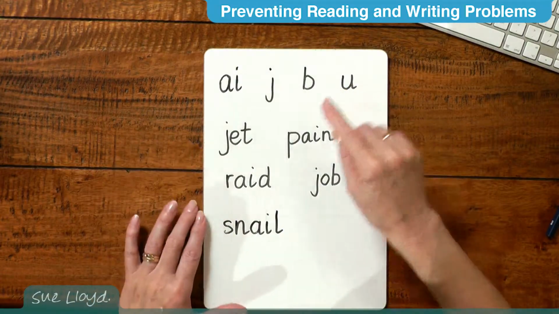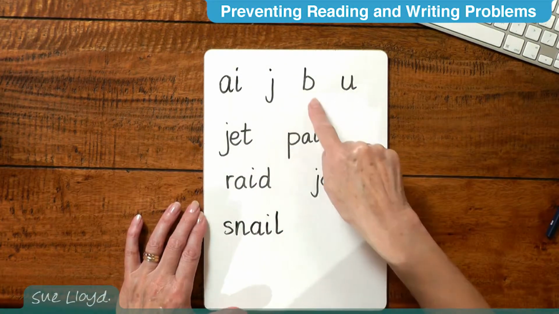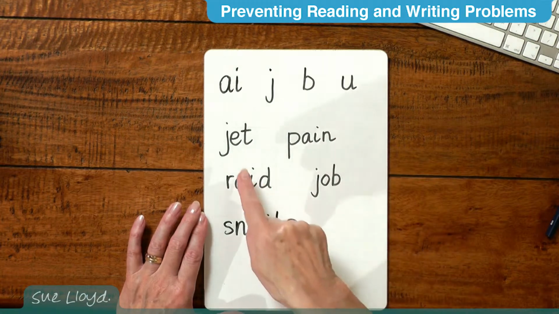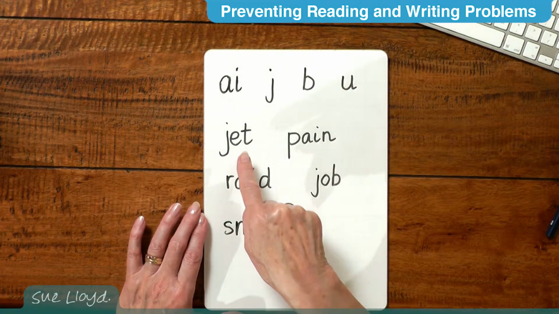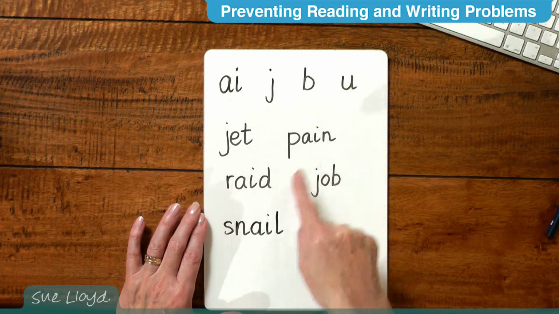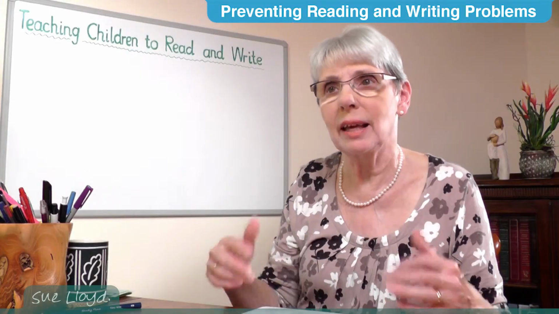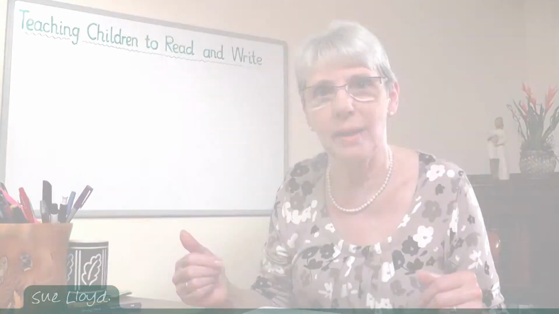Dictation is the best way of developing the skill of writing. In this intervention lesson, the dictation could include a few letter sounds and words that use the focus letter sounds, such as a, j, and a couple of others, and then words that use those focus letter sounds. So dictate, call out: jet, pain, raid, job, snail. Keep it fairly snappy and fast-paced.